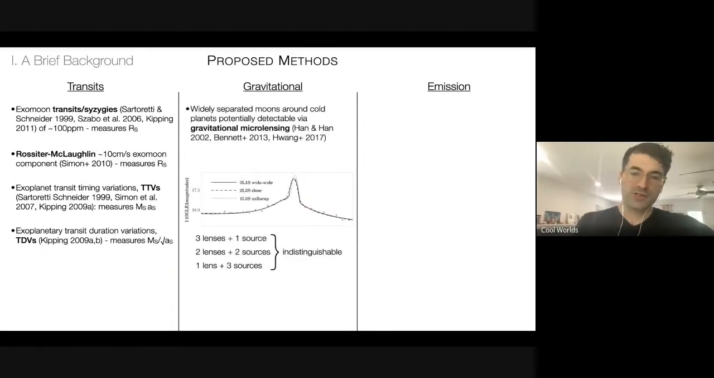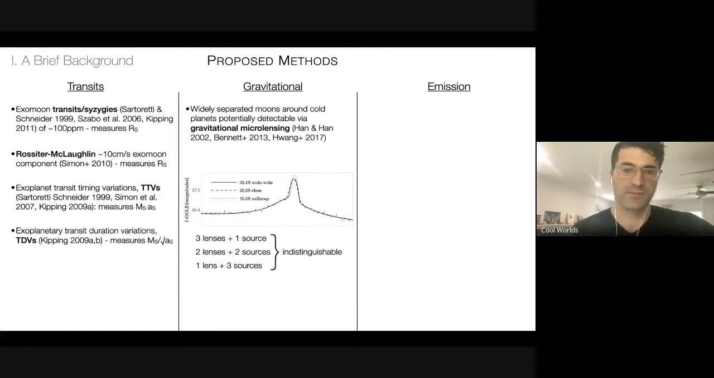When we move to gravitational methods, of course, the most obvious one here might be gravitational microlensing. And if I had to bet, I think they will probably in 10 years have the most number of exomoon detections in hand. I guess the issue with microlensing is there's a lot of degeneracy because it's very difficult to distinguish between these different, you can see these three different scenarios.